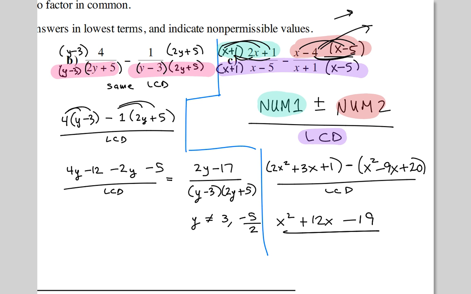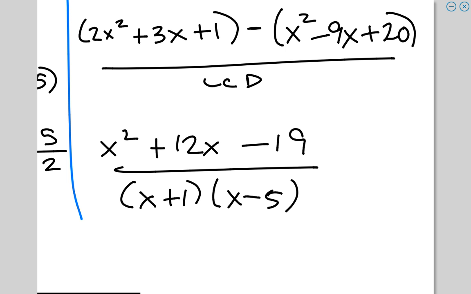All over LCD. Do I write LCD or am I done here? Looks like I'm done. I can't do anything more to the top. So now I'll quit being lazy and I'll jot in the LCD. Now sometimes this thing up top could be factored. 19 is prime. So the only factors that would work are 1 and 19. Are that ever going to add up to 12? No, so done. Except for what?